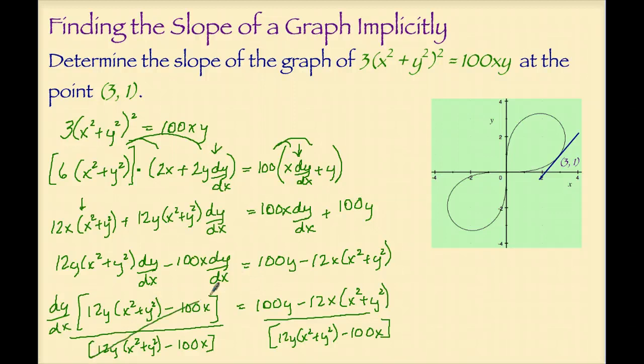You can see that ends up being the derivative. In fact, I'll just cancel this. Dy dx, cut to the chase, is 100y minus 12x times the quantity x squared plus y squared over 12y times the quantity x squared plus y squared minus 100x. That was really something. Of course, we are asked to find the derivative at a specific point.